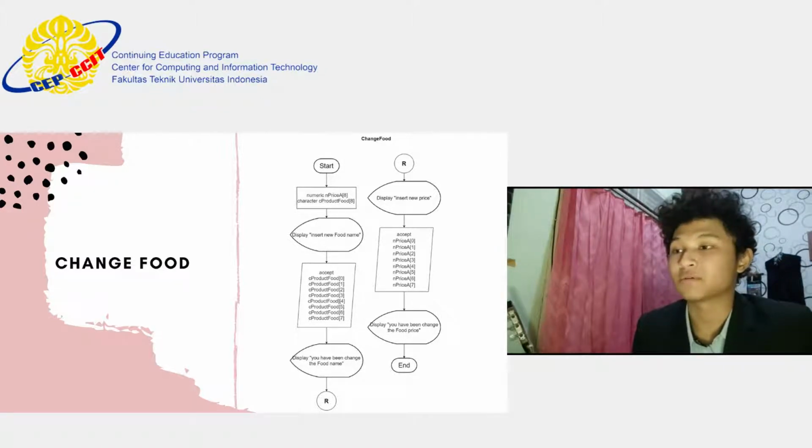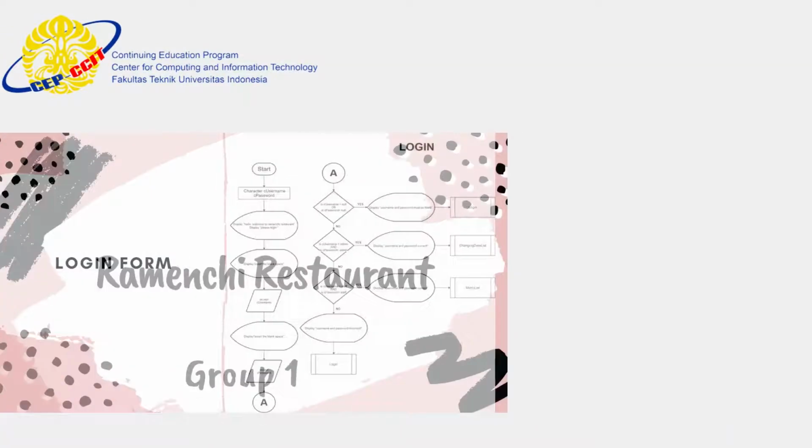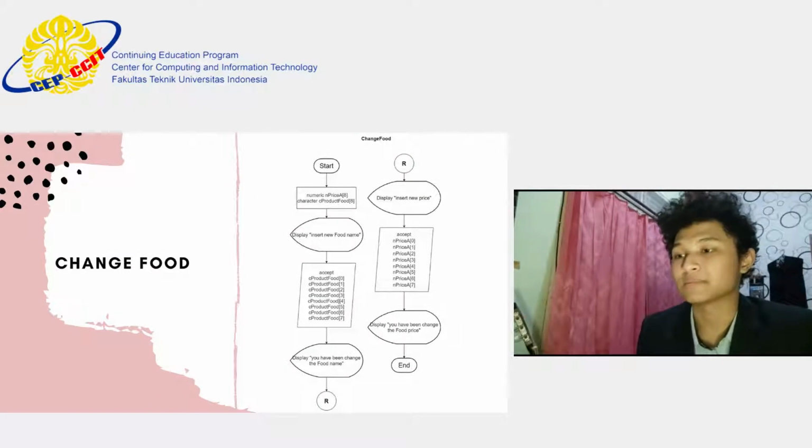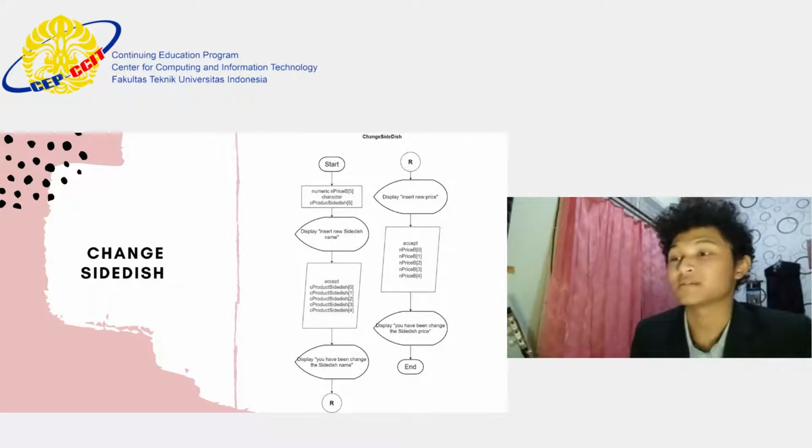Then we will display insert new price, and we also accept n price A0 until n price A7, and we will display you have been changed the food price, and end. And we move on to the change side dish procedure.